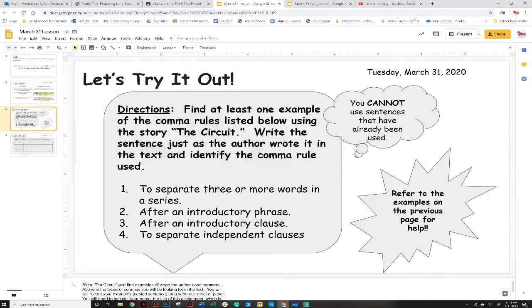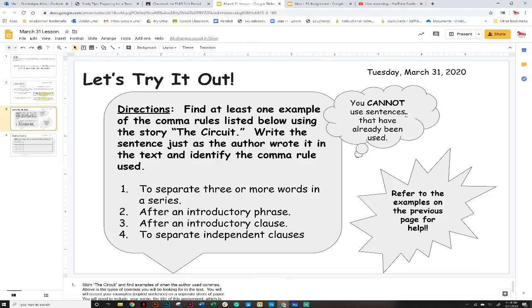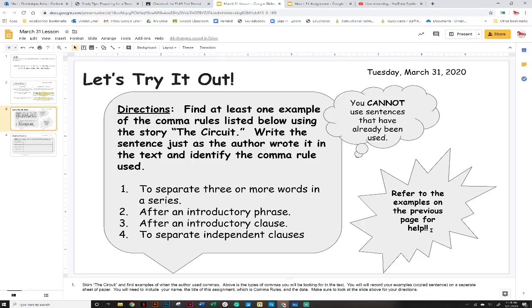So, you're going to try it out on your assignment. You're going to find at least one example of the comma rules listed below using the story, The Circuit, right? The same story we've been using. Write the sentence just as the author wrote it, and you're going to identify the comma rule that was used. So here are the comma rules, okay? You cannot use sentences that have already been used. So in these examples, you cannot use them. But you can use them to help you.